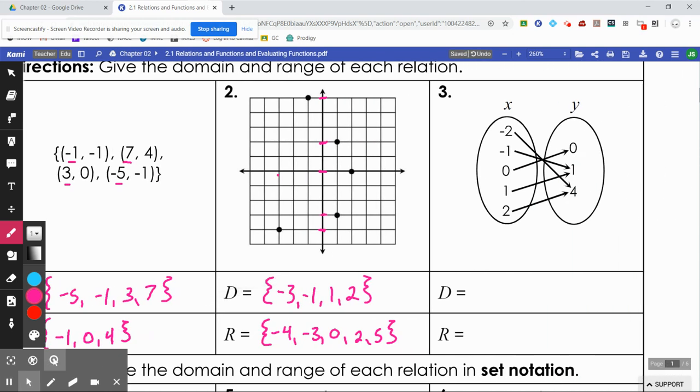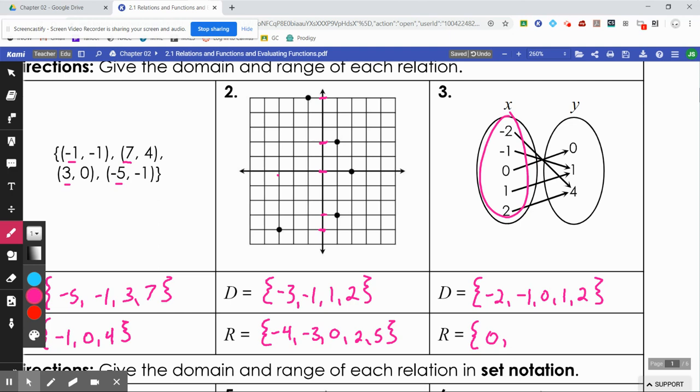Okay, number 3, the domain, the set of all x values. This one's actually given to you since it's a mapping. Here's all your x values. So your domain is going to be -2, -1, 0, 1, and 2. Which is very easy to identify domain and range when you're dealing with a mapping. Your range is simply 0, 1, and 4.